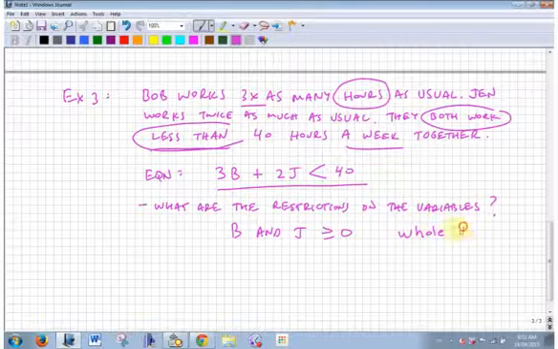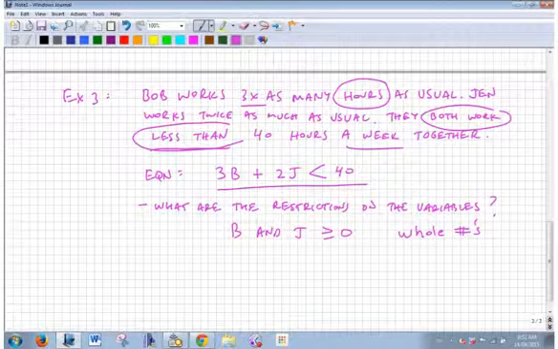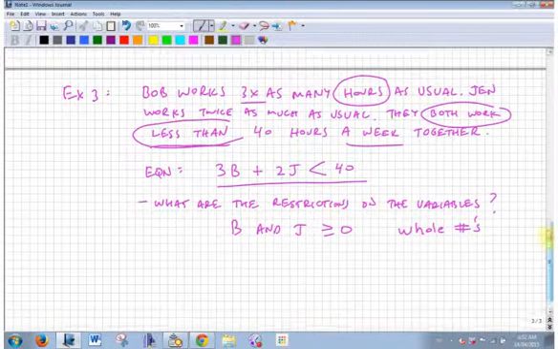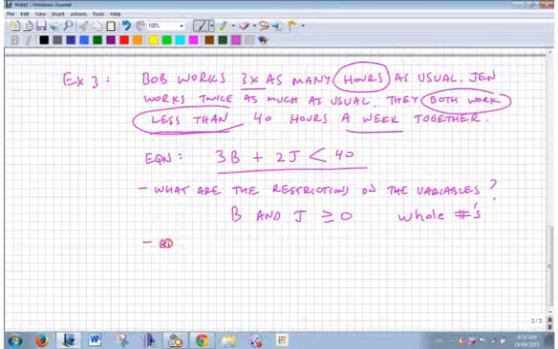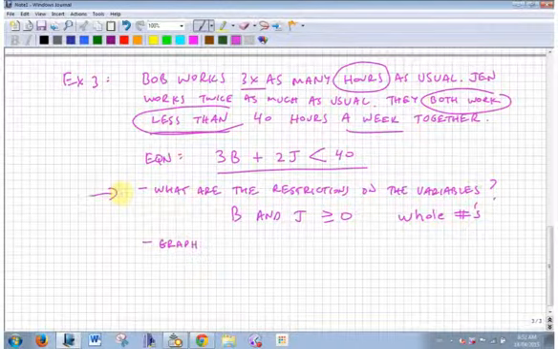Whole numbers? Does that ring a bell? Remember this natural number, whole number, integer thing? Okay, we're going to be doing that in this chapter too. So that's number 1. Graph, using this common sense stuff.